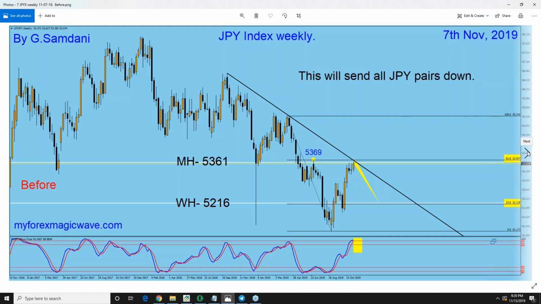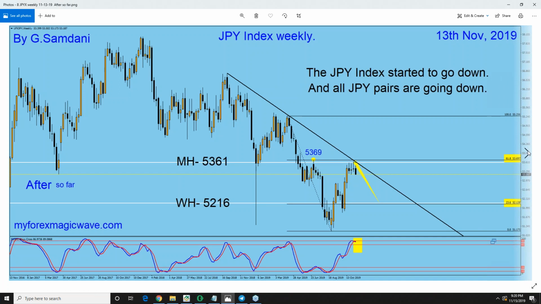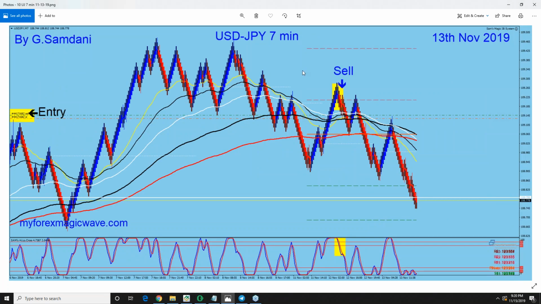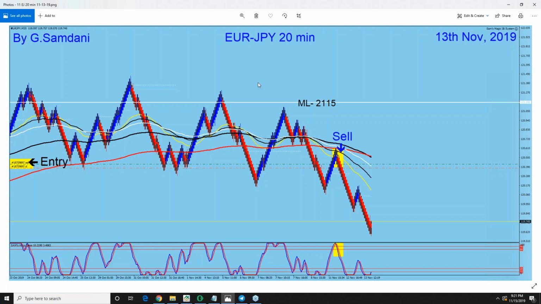Okay, so what happened? On the 13th, I made this chart, and it actually went down. But where are my trades? Here, pound yen short, gone. Remember, all yen pairs down. On the 13th, USD yen short entry here. All my entries are alive right here. You can see the sell, and this is the sell order. You see this line, and then my SL moved to break even plus. Safe trade. Euro yen, beautiful 20-minute chart down.